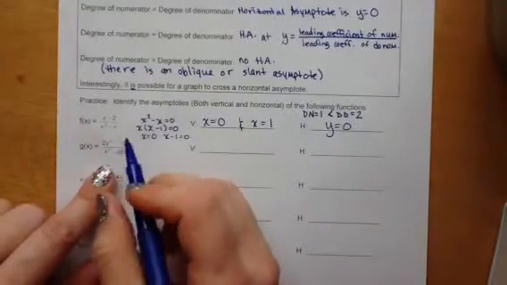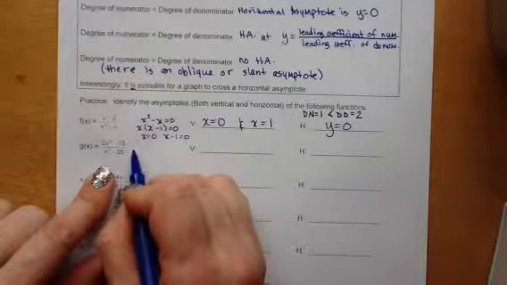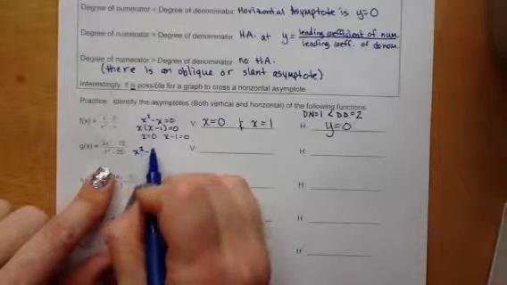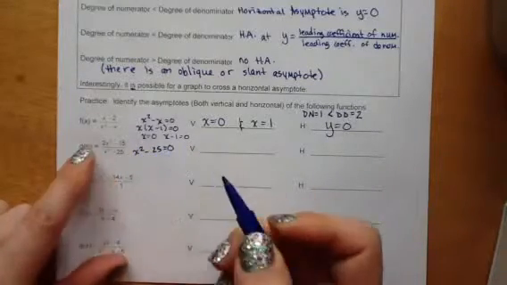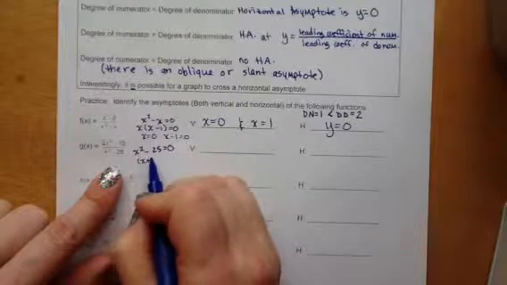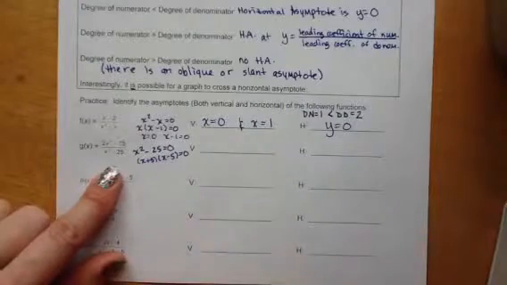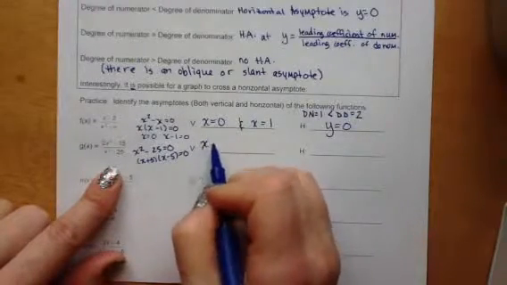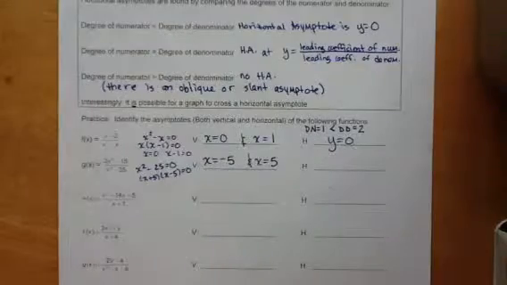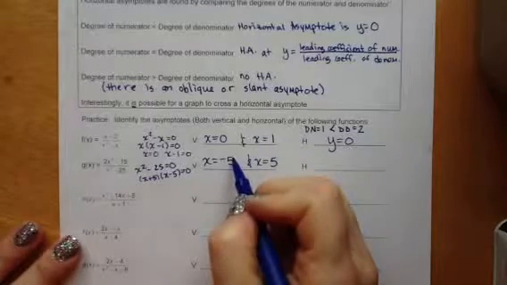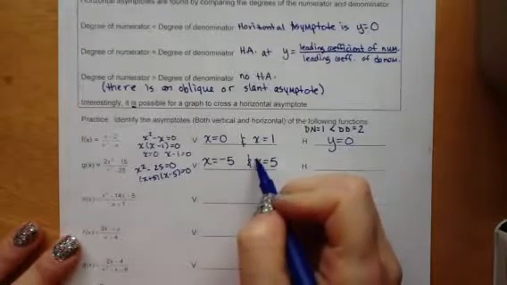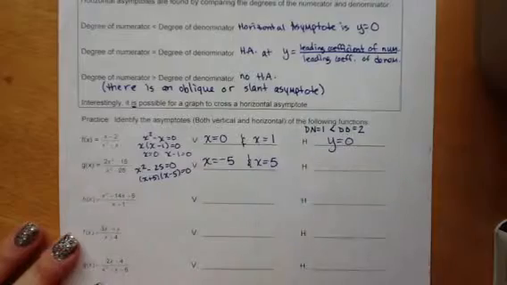Let's see, g of x. To find the vertical asymptotes, set the denominator equal to 0. This factors by difference of squares to x plus 5 times x minus 5. So I'm going to have two vertical asymptotes, one at x equals -5 and one at x equals 5.